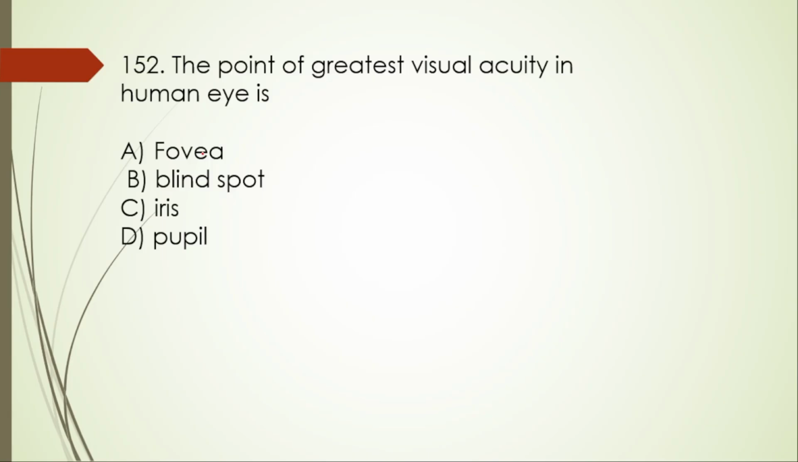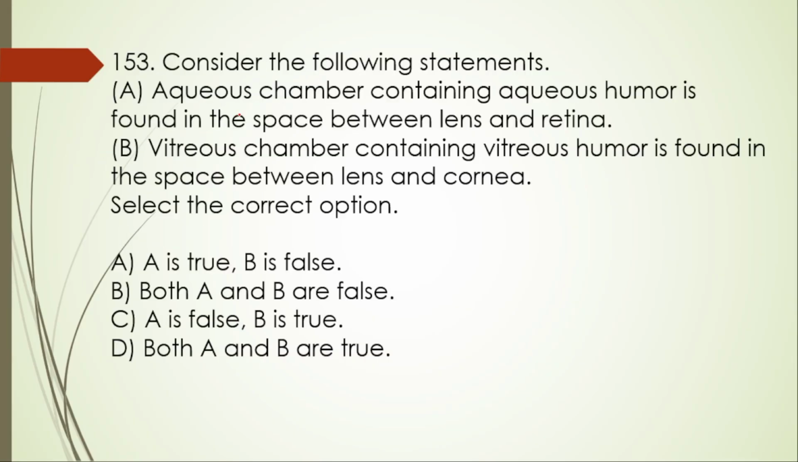152. The point of greatest visual acuity in human eye is, just now we discussed, that is fovea. 153. Consider the following statement. A, the aqueous chamber containing aqueous humor is found in the space between the lens and then retina. A statement is actually wrong, because aqueous chamber is located in the space between the cornea and then lens, not lens and retina.